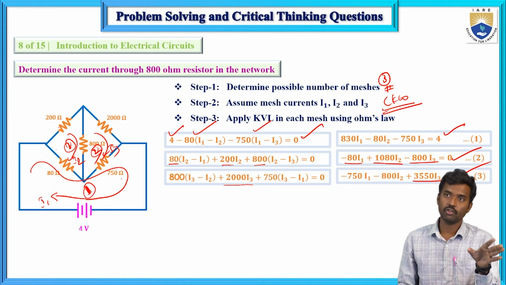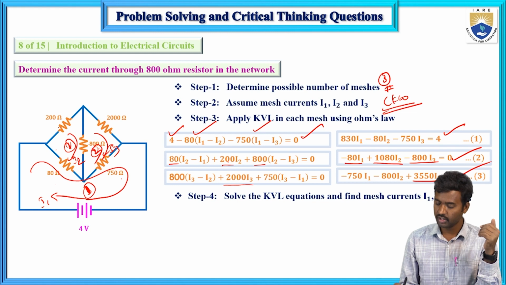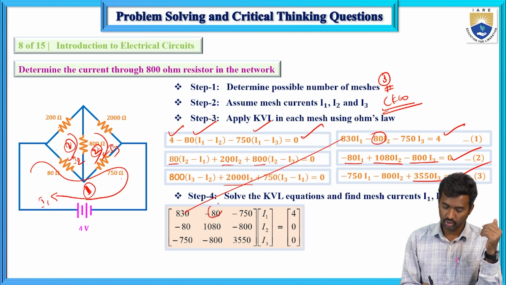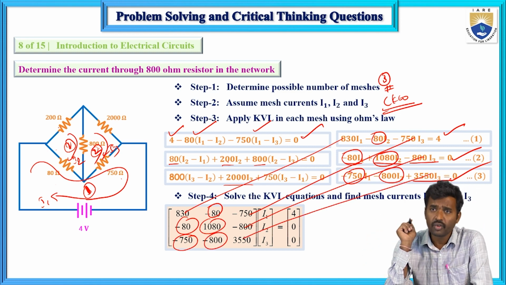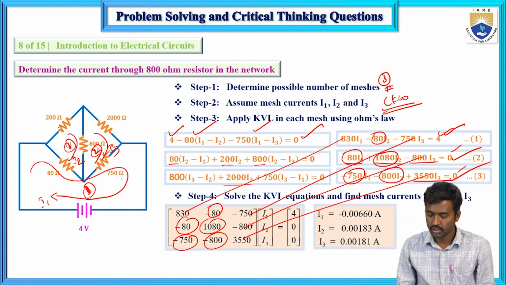Now these are in equation format. Convert them to matrix format and solve that matrix using Cramer's method. So solve the KVL equations and determine the mesh currents. This is the 830, minus 80 and minus 750; then minus 80, 1080 and minus 800; and next minus 750, minus 800 and 3550. Now here the voltage is 4, 0, 0. Now solve this using Cramer's method.